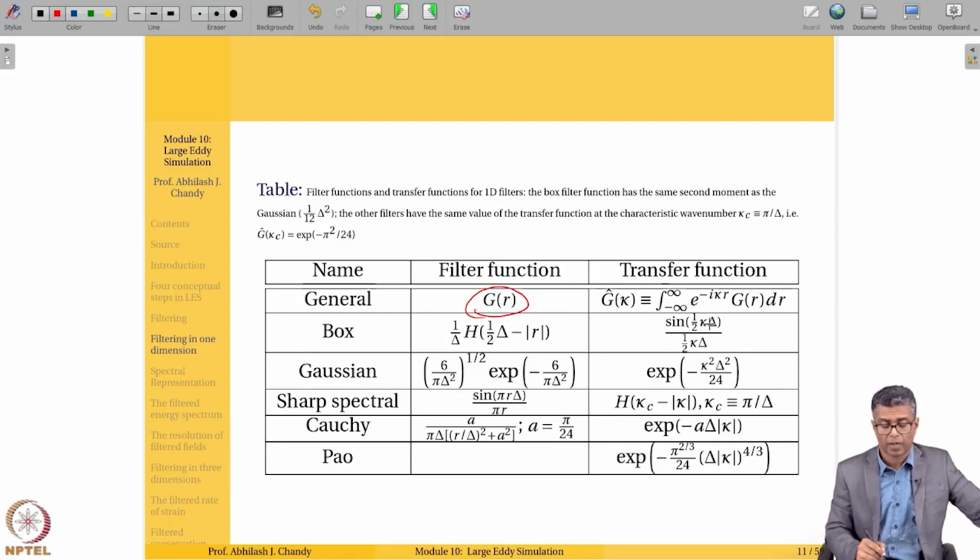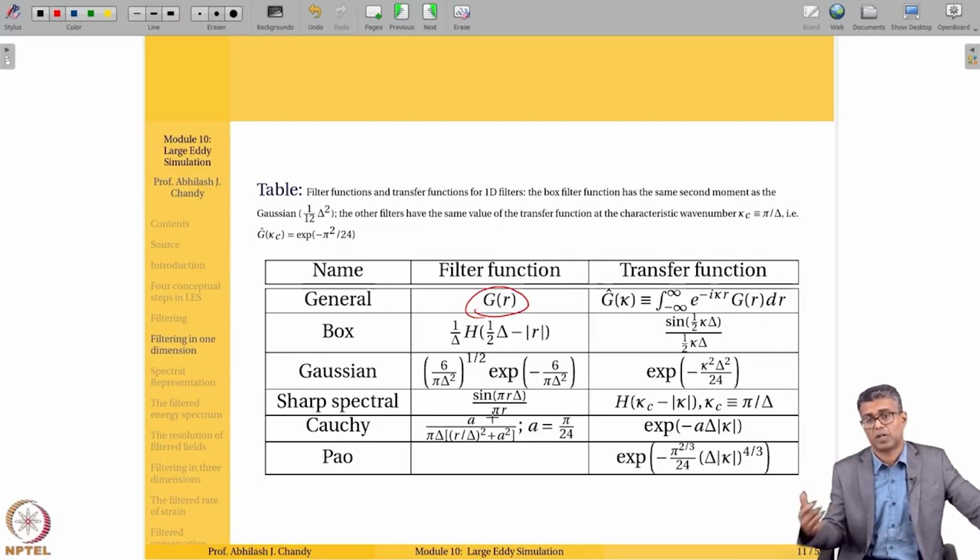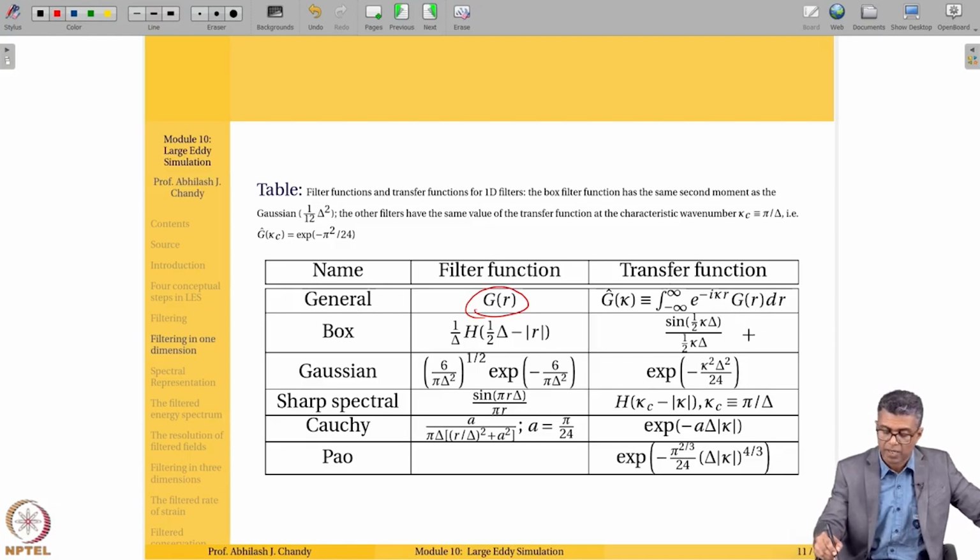And these are different filters. You have a box filter, which is basically a Heaviside function in mathematics, and the equivalent transfer function is like a sinusoidal function. You have a Gaussian filter, which is also heavily used, described by a Gaussian function, and the transfer function is this exponential function here. You have a sharp spectral filter, which in physical space looks like a sine function, whereas in spectral space, it's a Heaviside function. So basically, it is the inverse of what you see here.